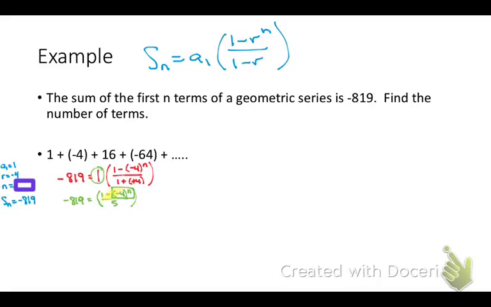by itself. So what do we need to get rid of first? Okay, so if we get rid of the 5, what do we need to do to both sides? Multiply both sides by 5. So whenever we do that, we get negative 4,095 equals 1 minus negative 4 to the n power.